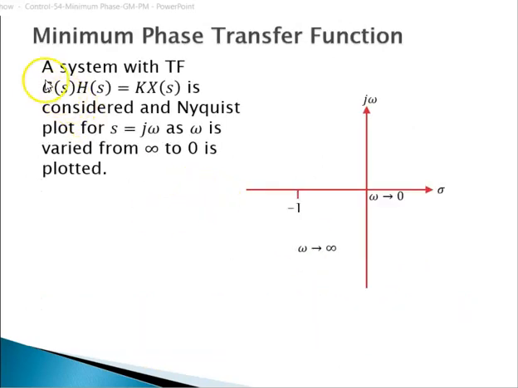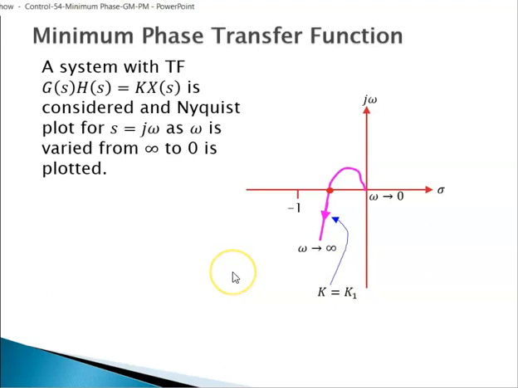Let us say you have a minimum phase transfer function system given by k times G of s, and we try to draw the Nyquist plot for s equal to j omega as omega is varied from minus infinity to 0. This curve is plotted. Let us say the curve appears something like this. If you imagine yourself walking along this curve, the point minus 1 is lying to your right hand side. So the critical point minus 1 j0 is not enclosed.